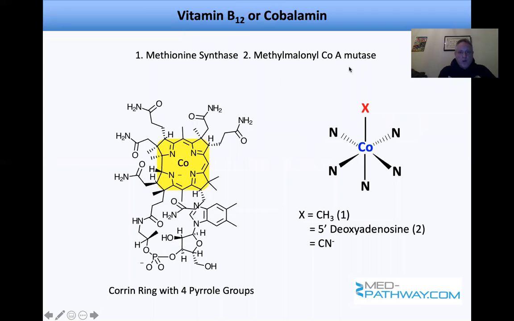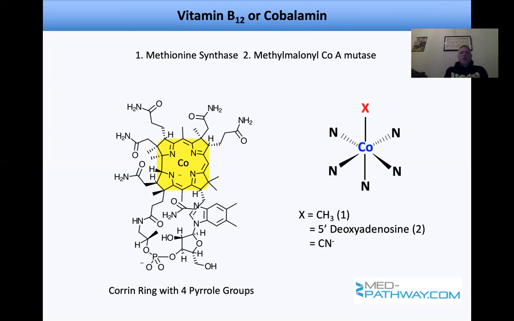So B12 is known as cobalamin. It functions in two biochemical reactions. One of them is methionine synthase. It's a cofactor in the synthesis of methionine from homocysteine. We're going to focus on that reaction because that's going to reveal the intimate relationship between B12 and folic acid.